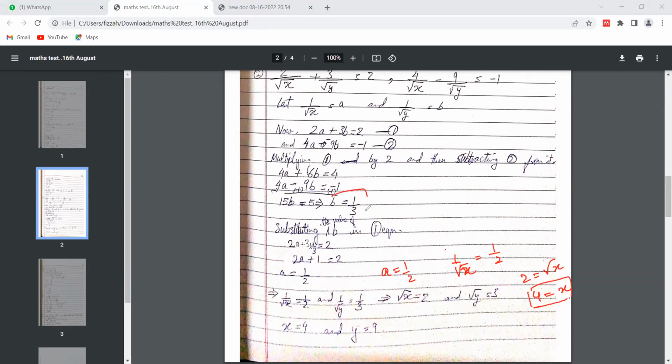Similarly, she's getting b is equal to 1 by 3. So that means 1 upon square root of y is 1 by 3. So again, 3 is equal to square root of y, and then 9 is equal to y. Right? Okay, ma'am. Okay, then you have not done... the third question you have done, fourth you have attempted, and fifth one.